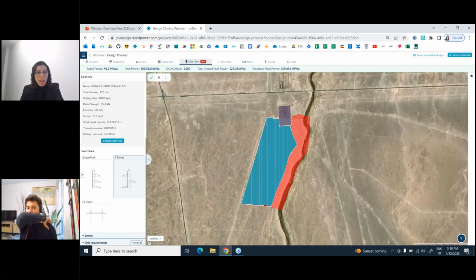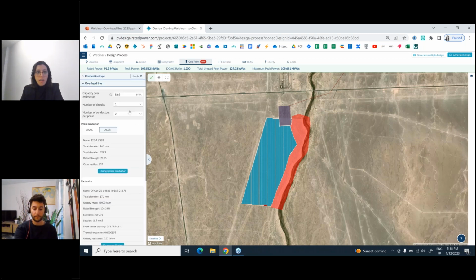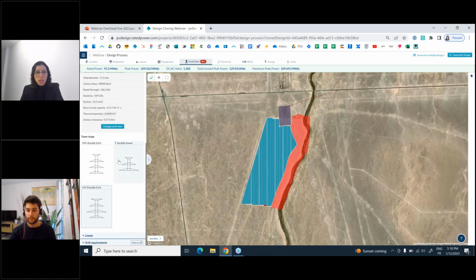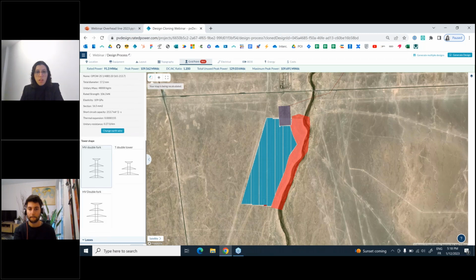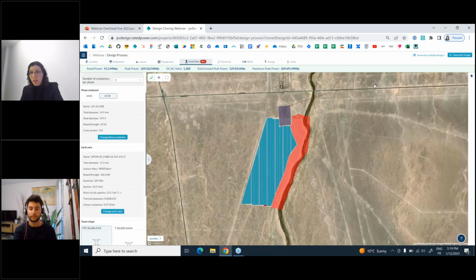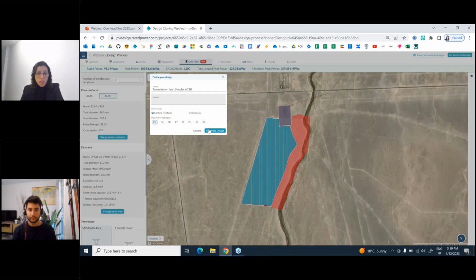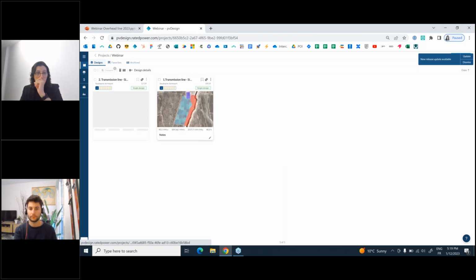And last but not least, we have here the tower shape. As you can see here, we offer three configurations. This is for the one circuit only. If you choose two circuits, you'll find different configurations for double circuit. So you can just go ahead and choose the shape that you would like or that is required by the utility. Once you generate the design, here you can choose, of course, the language and the unit of your documentation.